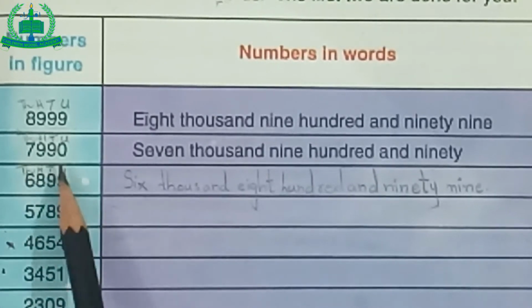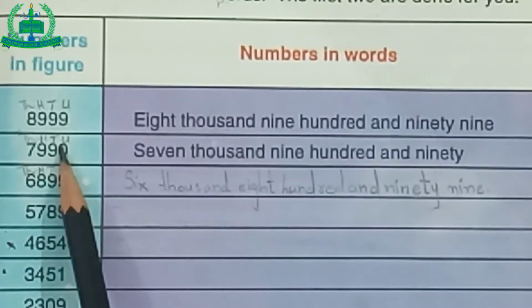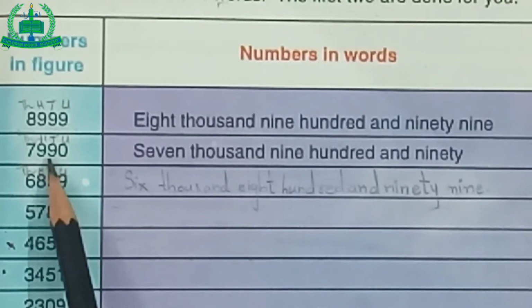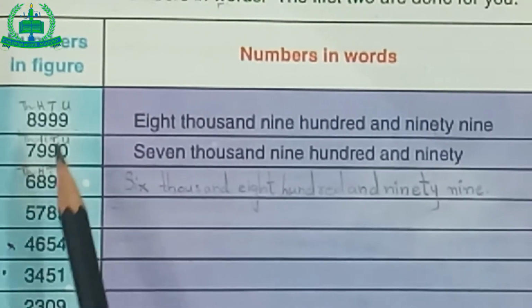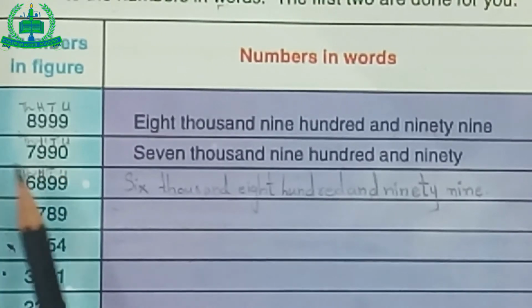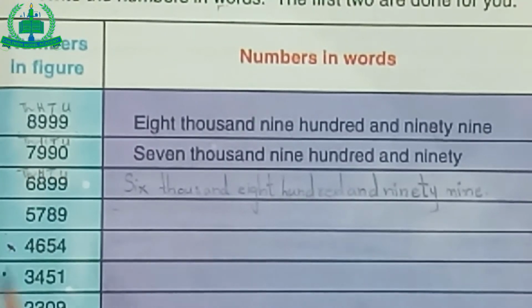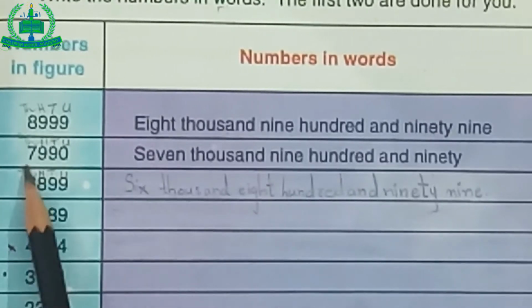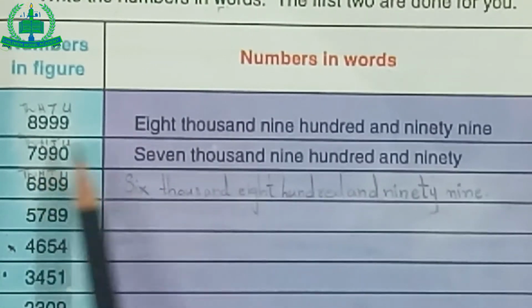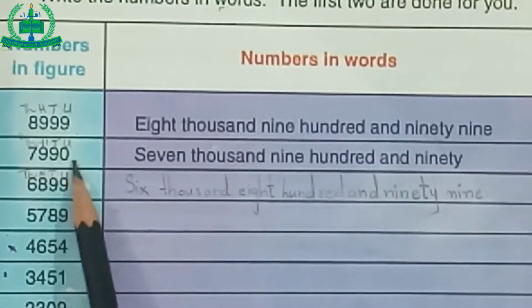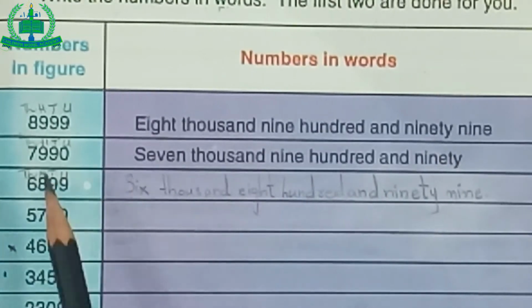The second is 7990. First you mention the place value. 0 is unit, 9 is 10, this 9 is 100 and 7 is 1000. Now write in words. 7990.